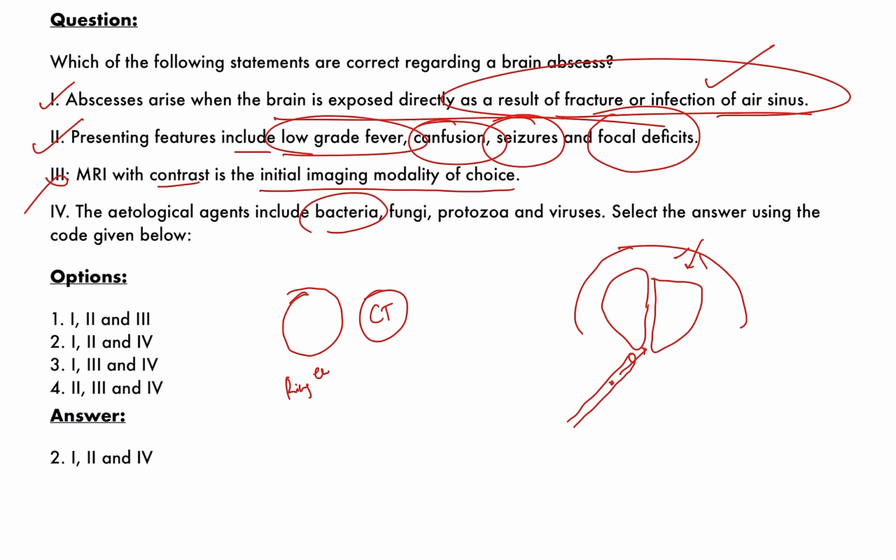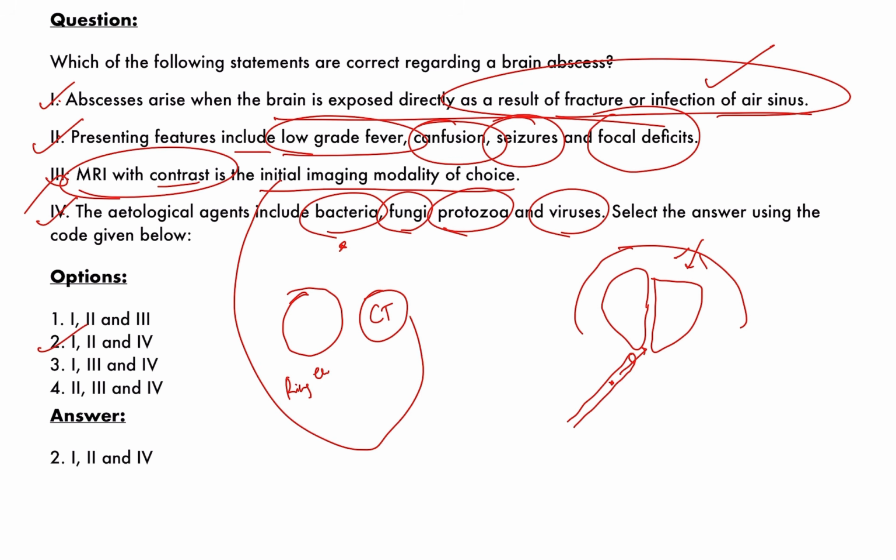Now, the etiology most commonly is bacterial infection, which can be aerobic and anaerobic, but in the immunosuppressed, protozoa can be seen, virus can be seen, fungal infections can also be seen. So option 4 is also right. So my correct answer is 1, 2 and 4. Okay, option 3 is wrong because the initial imaging modality of choice is CT. This is CECT, so that you can see the ring enhancing lesion.